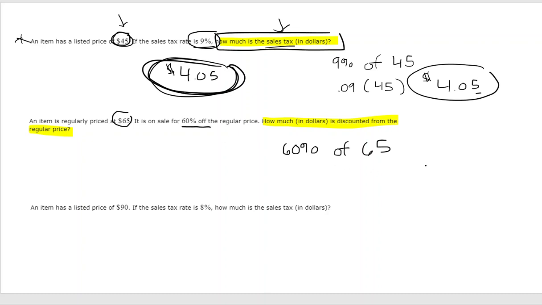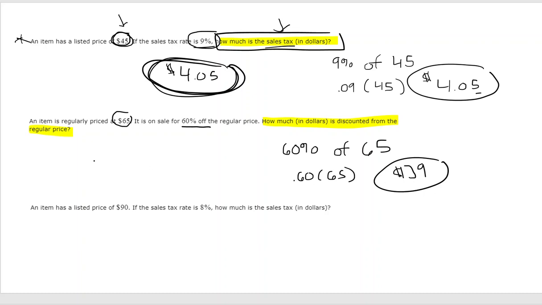It's 60% off. So if the item is 60% off, we take the item's price and we find out what 60% of that is. So 60% of 65 becomes 0.60 times 65. This is going to tell us how much we save, and that would be $39. Okay? So this is the amount that is discounted from the regular price.